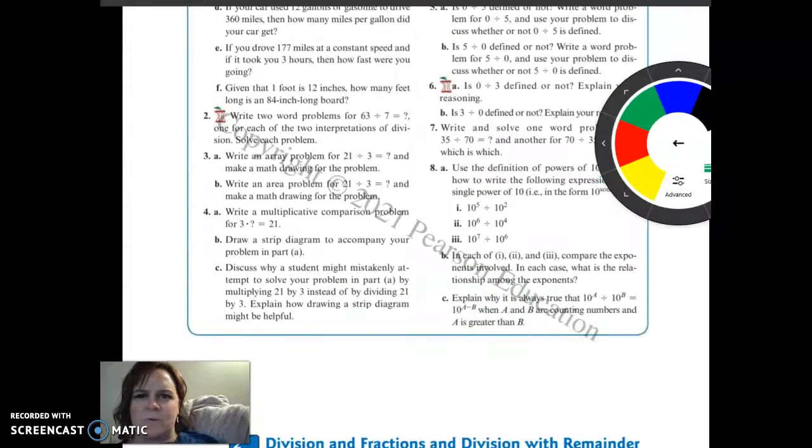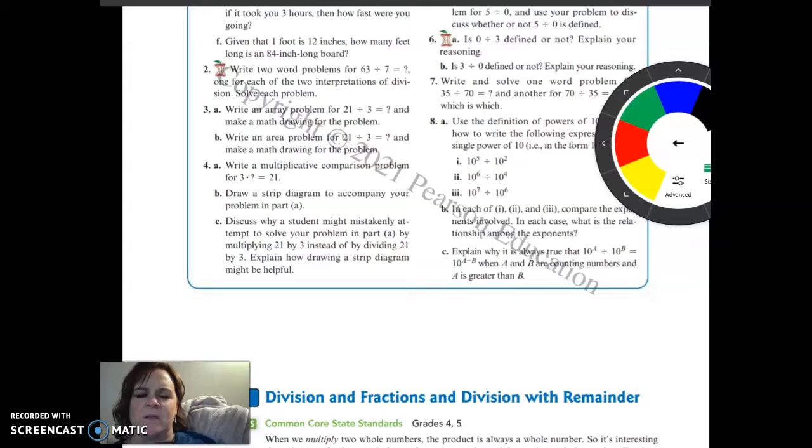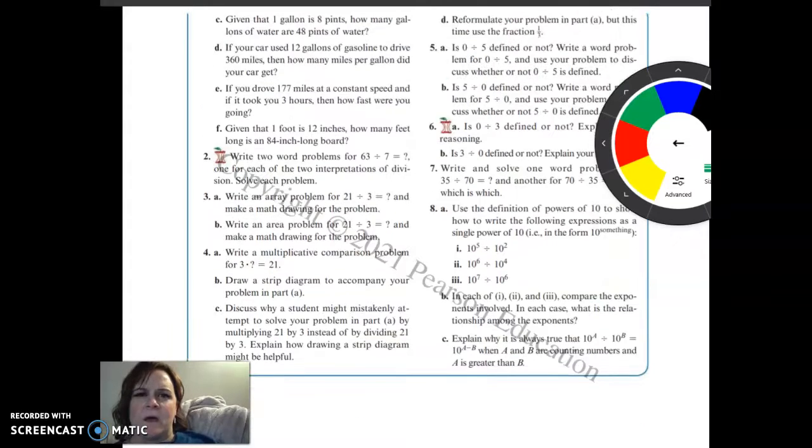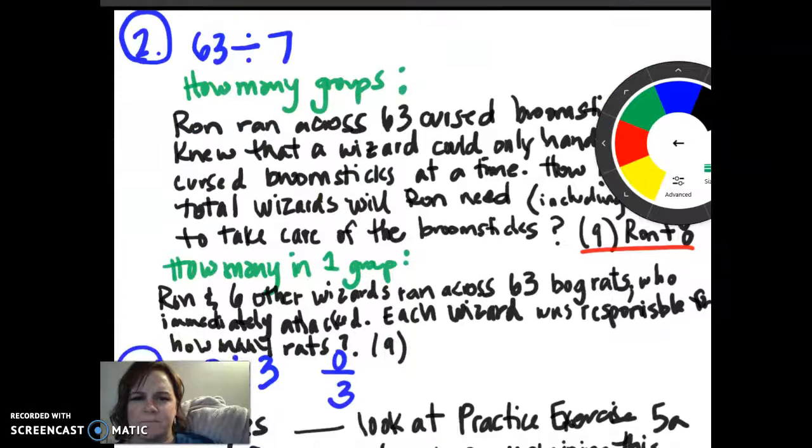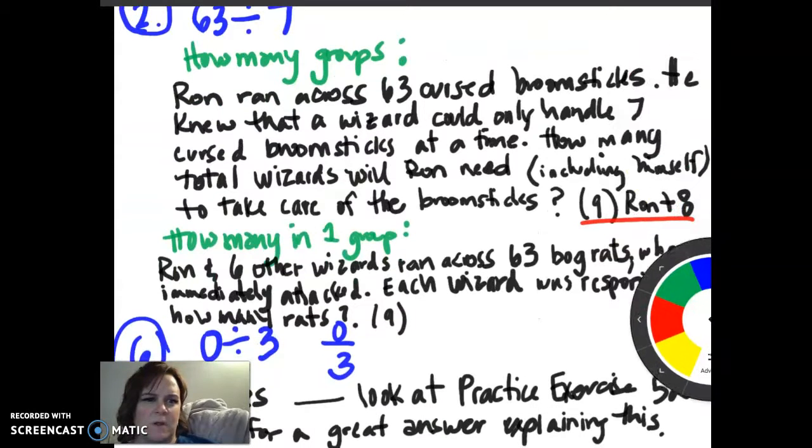All right, number 2. You have to write 2 word problems for 63 divided by 7, and you have to make one of them a how many groups problem, and then one of them a how many in one group problem. So here we go.